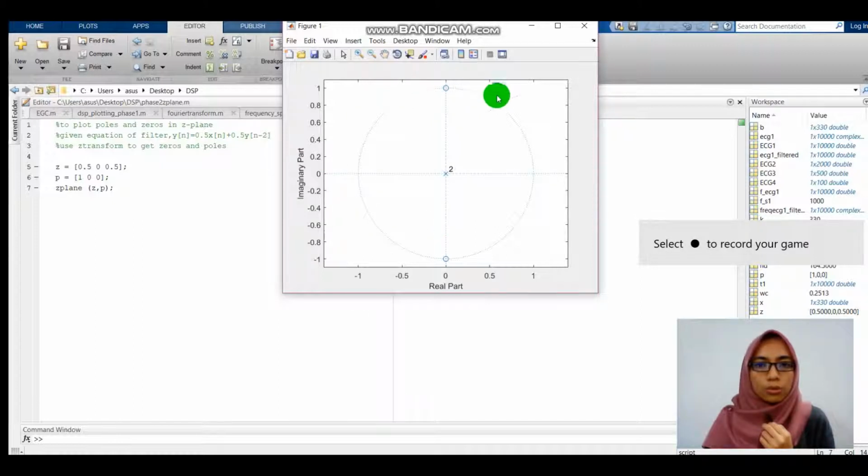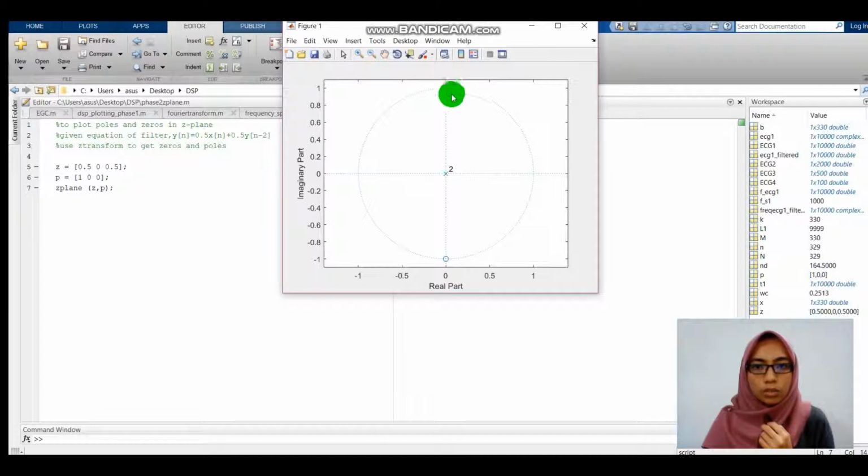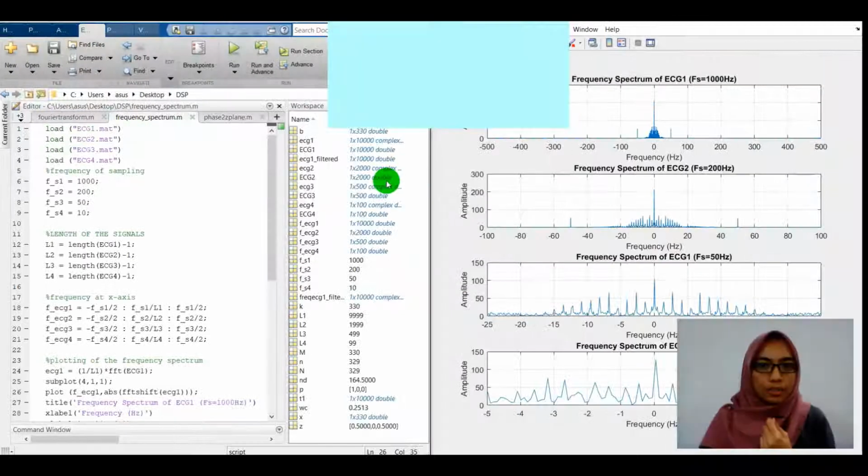And this is how it looks when it is plotted on the Z plane. As you can see, there are 2 zeros and 2 poles located at zero.